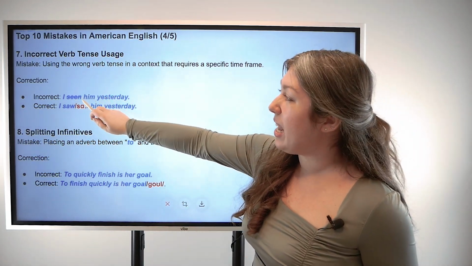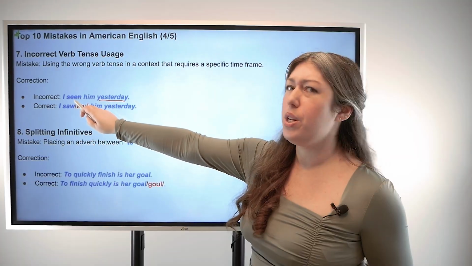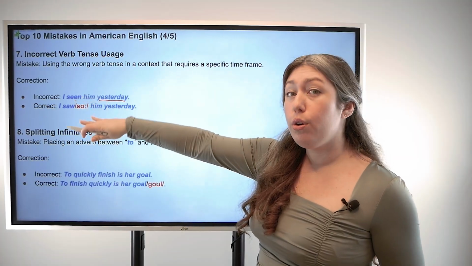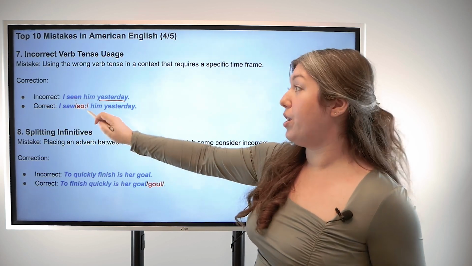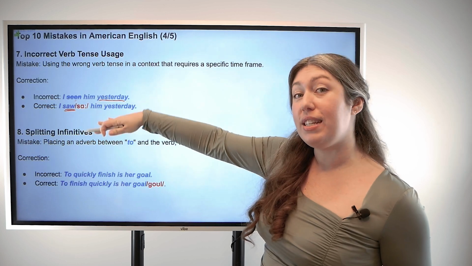In this incorrect example, I seen him yesterday. Here we have our specific time frame, but we don't use the past participle. The correct sentence is, I saw him yesterday. We have our simple past, which we use here, with our specific time frame.